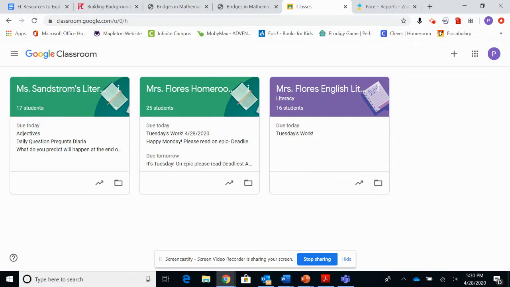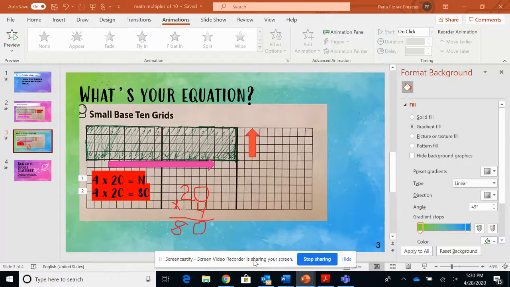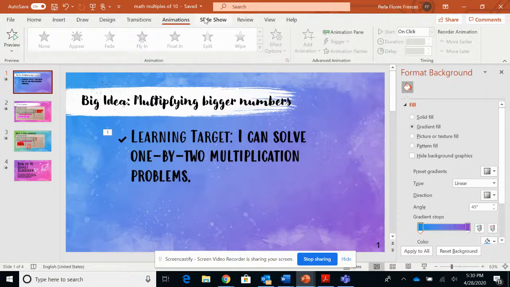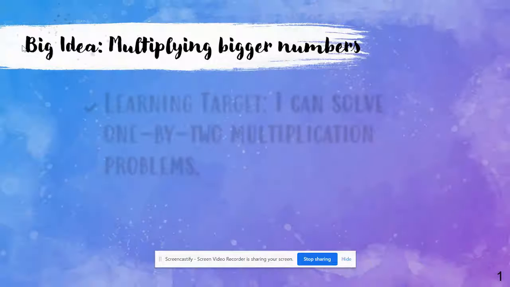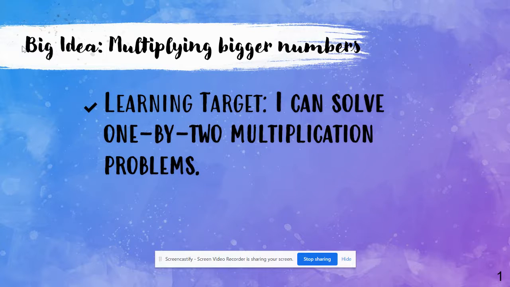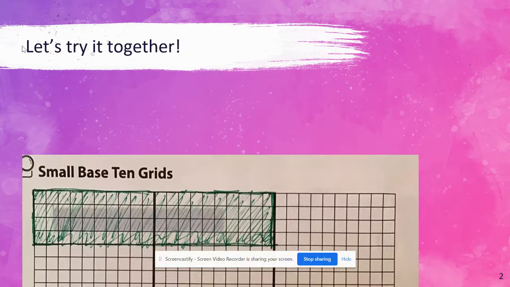But today we are going to do 1 by 2 multiplication problems. So let's get to it. Okay, big idea, multiplying bigger numbers. Learning target, I can solve 1 by 2 multiplication problems. So let's try it together.